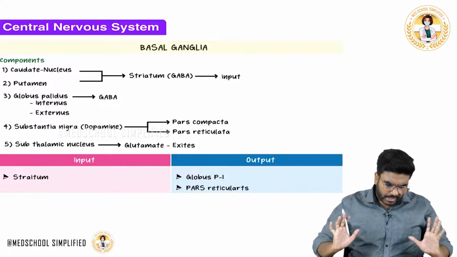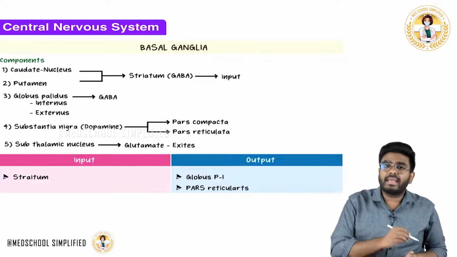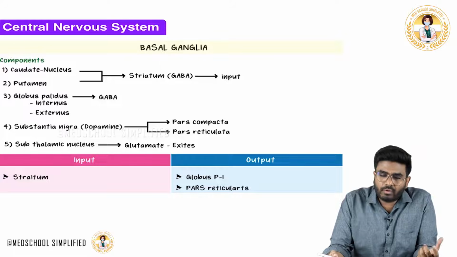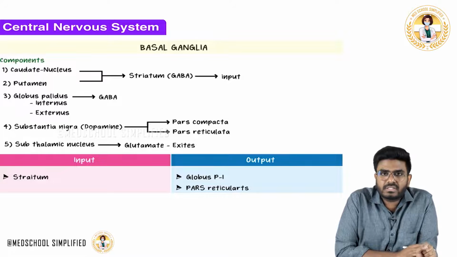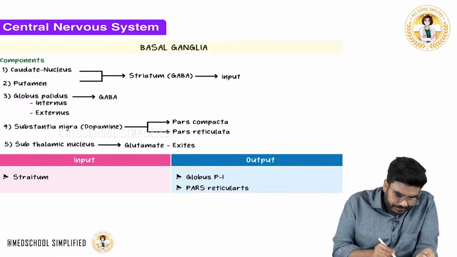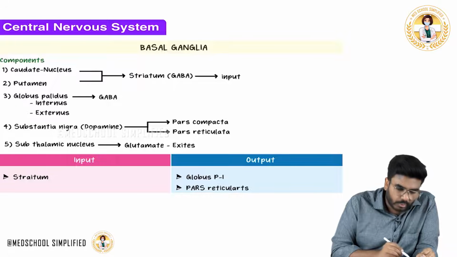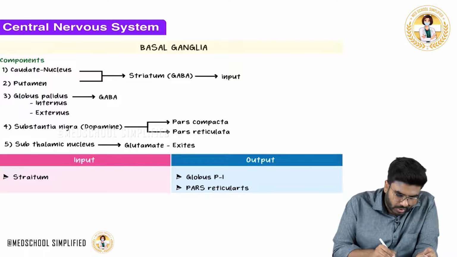But anyway, first let's discuss basal ganglia. What is the importance of basal ganglia and what are its components? First let's discuss the components. Basal ganglia consist of which structures? It consists of the caudate nucleus and the putamen.